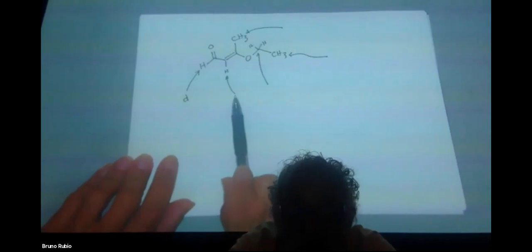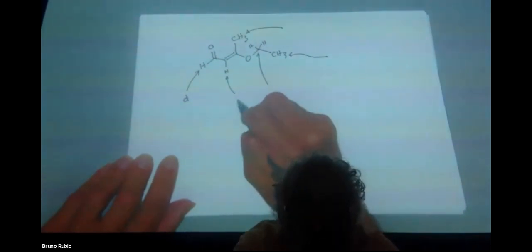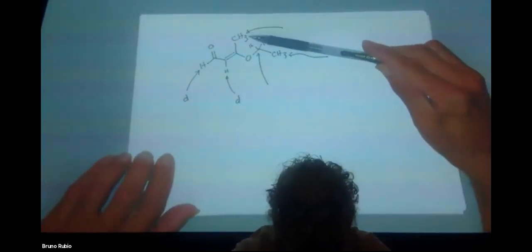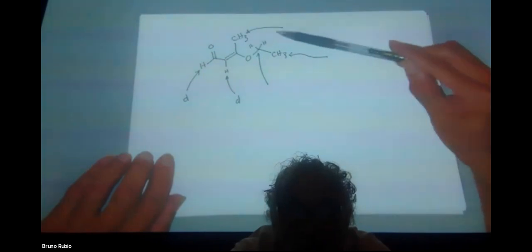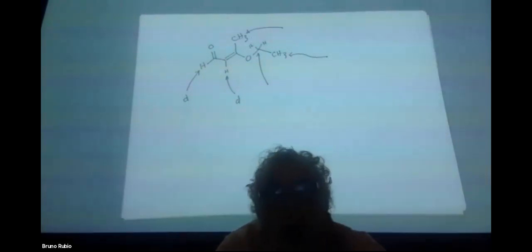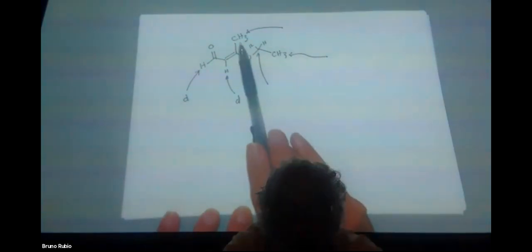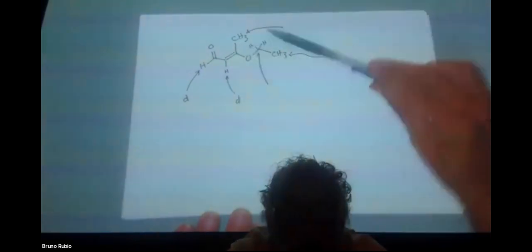Okay, what about this guy here? What's his splitting pattern going to be? This next one over. All right, this next one over, this is going to be another doublet for the same reasons. What about this methyl group up here? What's his splitting pattern going to be? Tell me in the chat, this methyl group here, what's his splitting pattern?